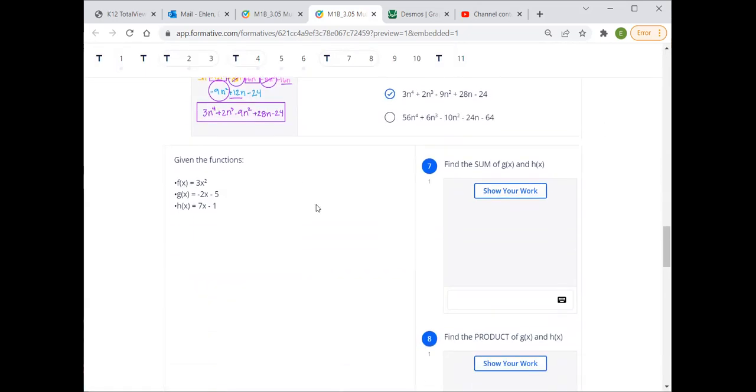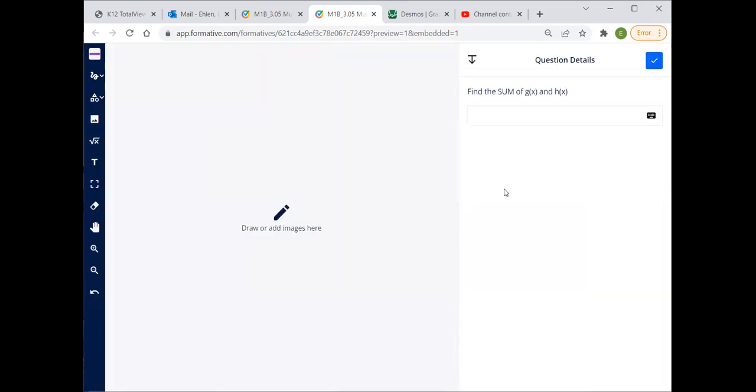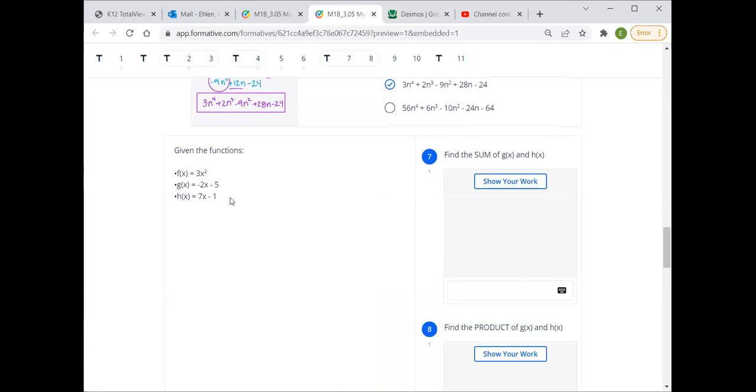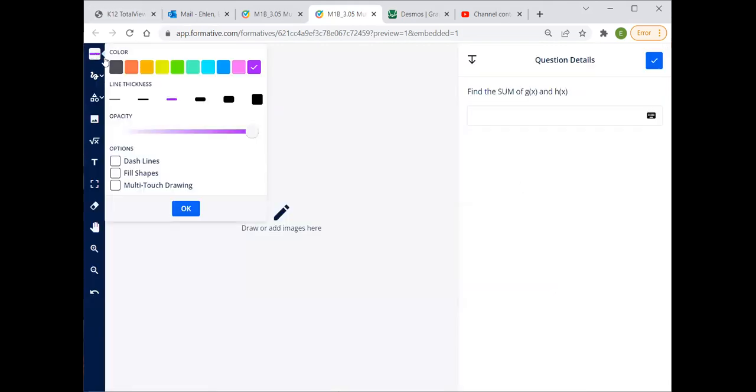Okay, for these ones, we have 3 different functions, f of x, g of x, and h of x. Okay, the first one asks us to find the sum. So you gotta think, what is the sum? Well, the sum is to add them together. So I'm gonna go ahead, and it says we want g and h. So I'm gonna copy g and h so that I can plug it into my show my work box.